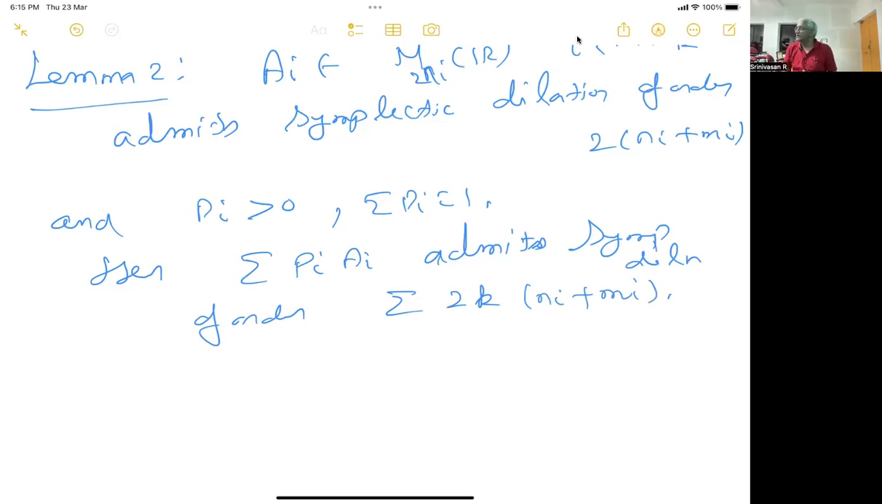I mean, there are questions about minimal dilation. What is the minimal dilation we can achieve? And it seems many of those questions are open. So you can work on it later. The number may be very big, but we do get a symplectic dilation. So that's what this says.